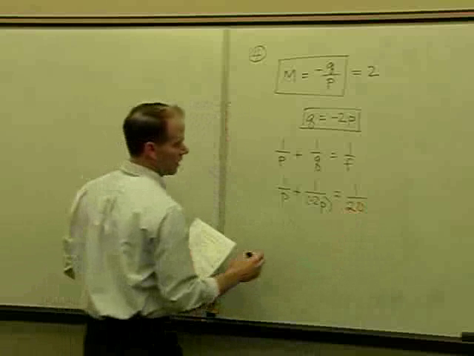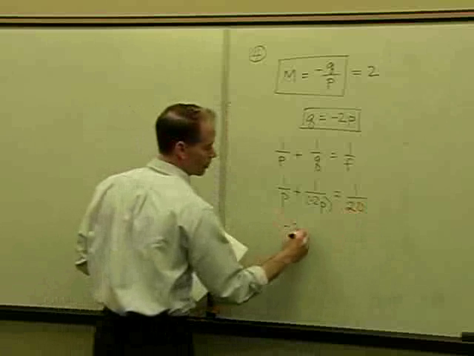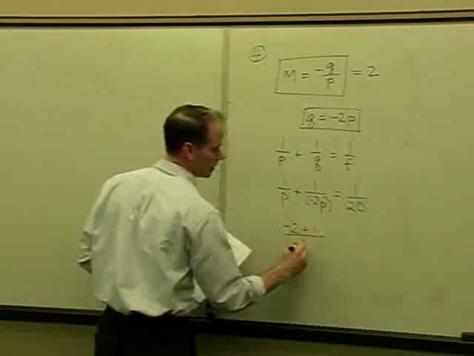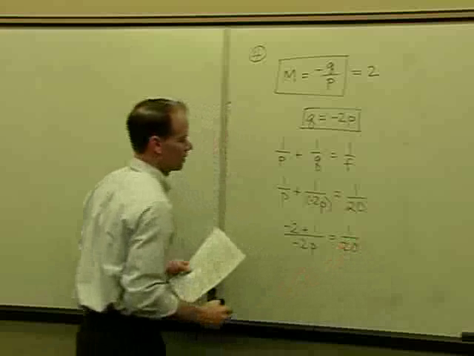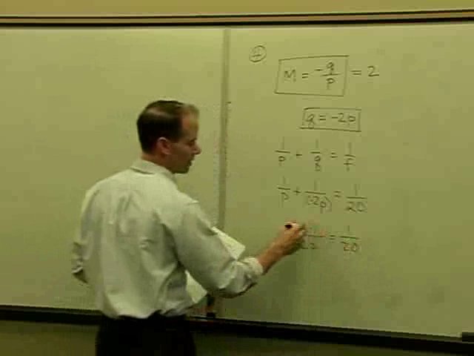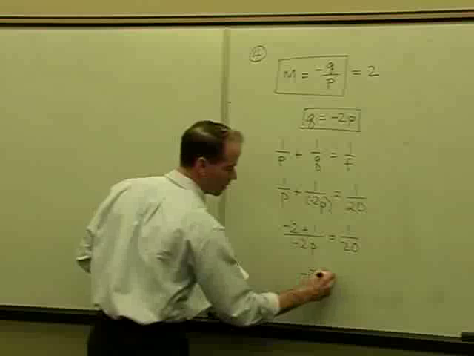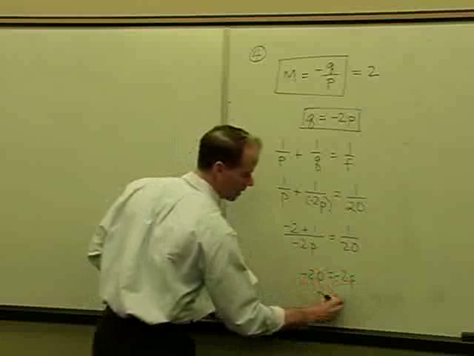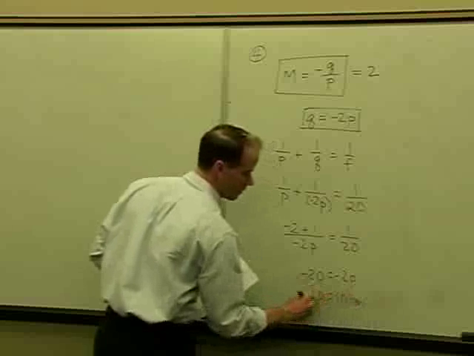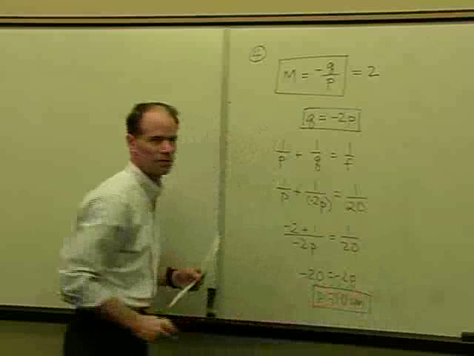So this will be negative 2 plus 1 over negative 2P equals 1 over 20. So that's going to be negative 1 times 20. So negative 20 will equal negative 2P, or P will equal 10 centimeters, positive 10 centimeters.